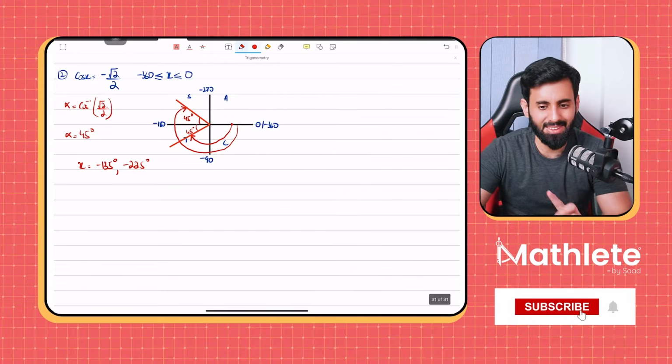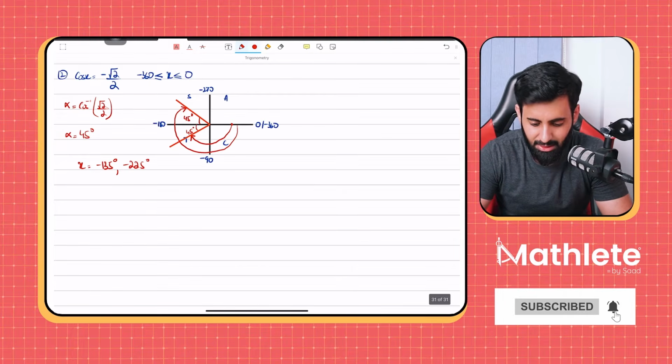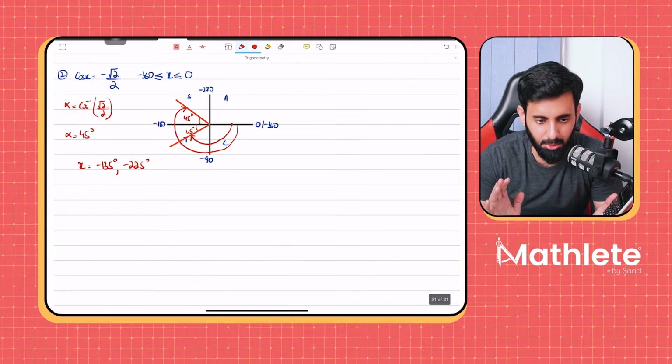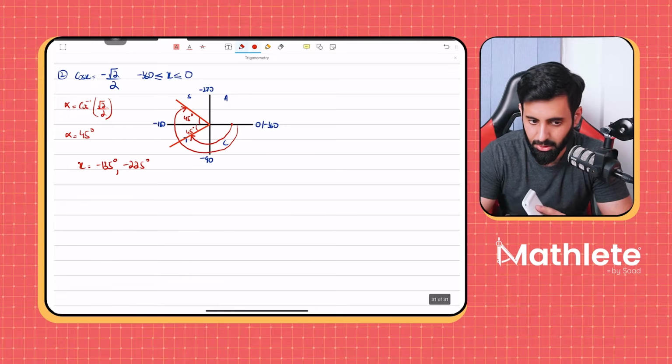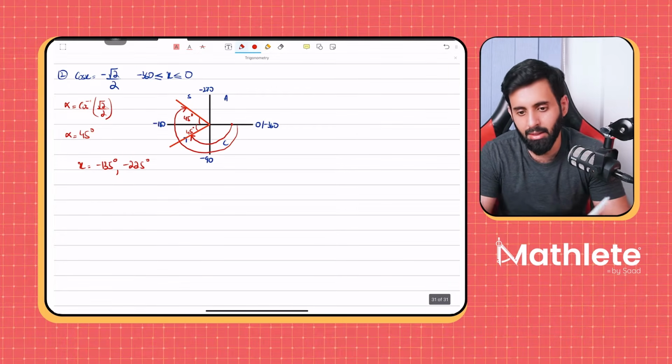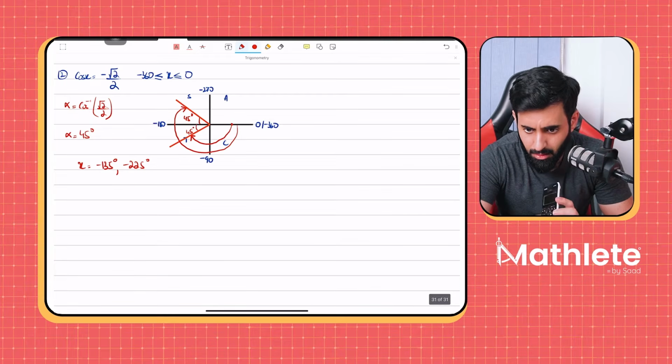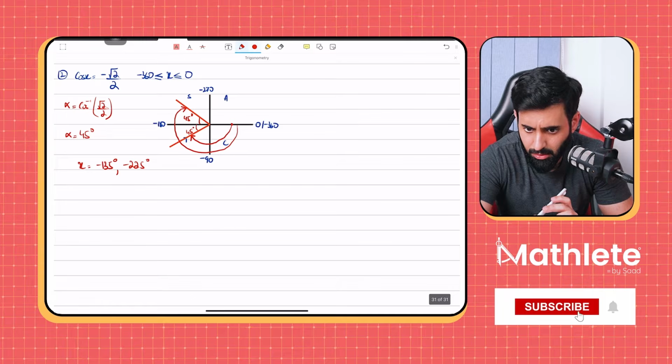So the thing is, there's no consistency. In some cases, yes, the answer will be positive. In some cases, it won't be positive. So we make a standard rule, and that is we just take the inverse of the positive value, because if you do the same thing with sine, you will get a different answer. Is there any other question?